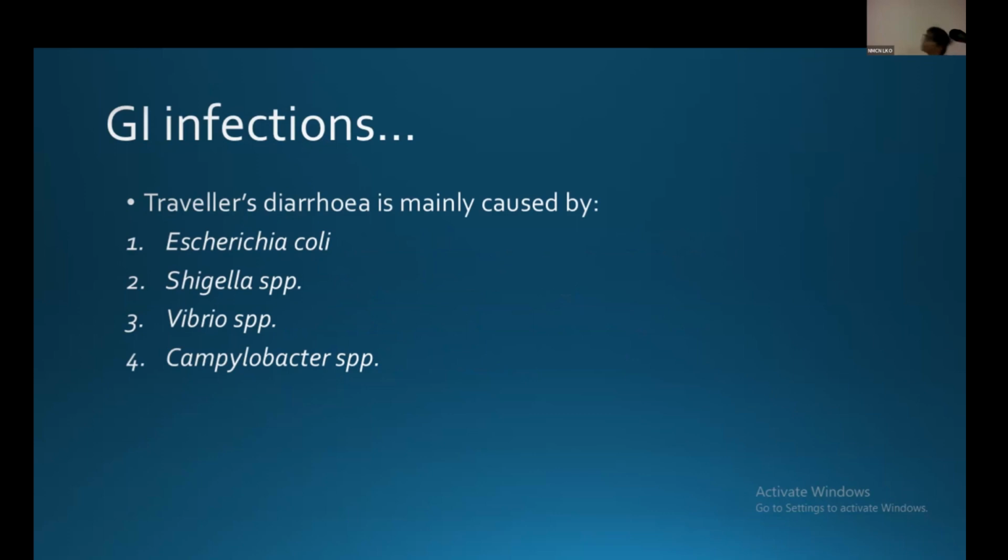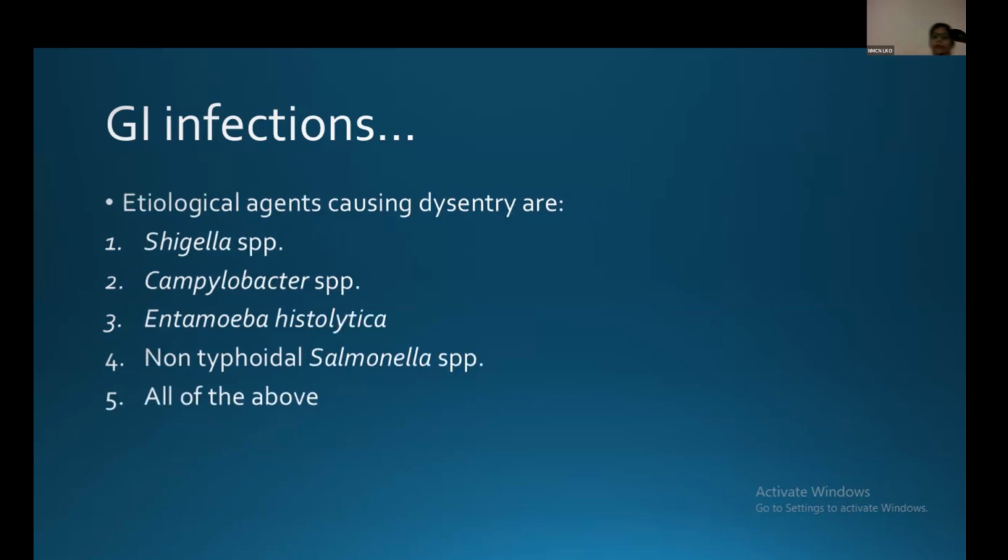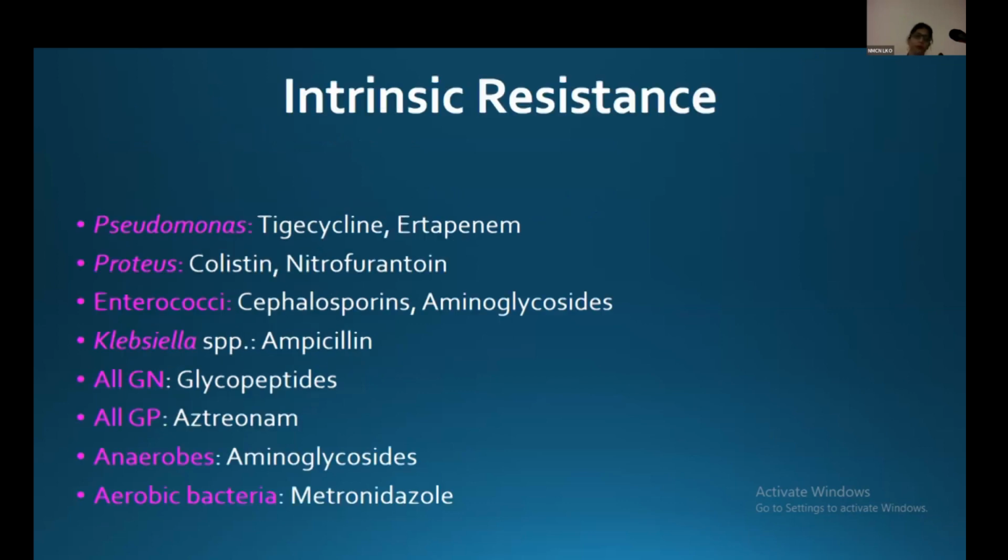Next, traveler's diarrhea is mainly caused by Escherichia coli, Shigella, Vibrio, Campylobacter. Yes, Escherichia coli, diarrheagenic Escherichia coli. Vibrio does not cause traveler's diarrhea that often. Shigella and Campylobacter have been implicated, but they are not that common. Next, etiological agents causing dysentery are Shigella, Campylobacter, Entamoeba histolytica. Any example of non-typhoid Salmonella species? Yes, Salmonella Typhimurium.